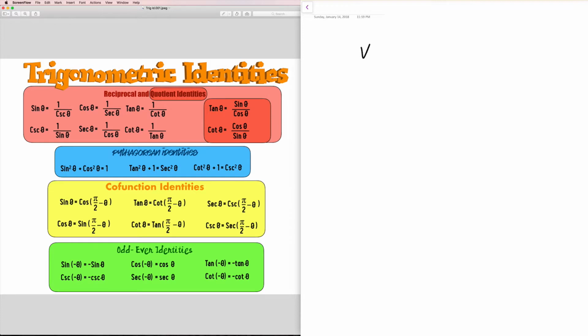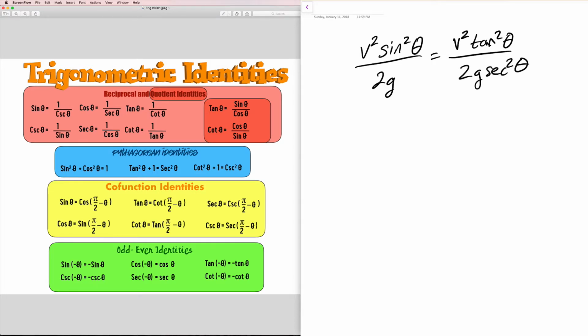Alright, so part A is asking us to verify, and I'm going to go ahead and start writing here. Verify v squared sine squared theta divided by 2g, and this is the initial equation that was given to us, so this most likely is the actual simplified version. And then it's asking us to verify that it equals v squared tangent squared theta over 2g secant squared theta. And yeah, clearly the right side is a more complex version of what's on the left. So that's where I want to put my attention.